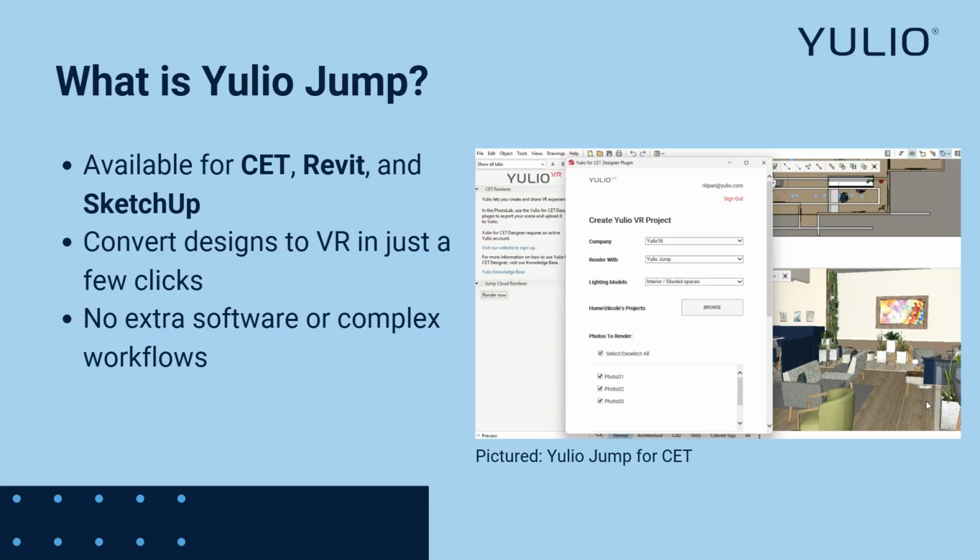To start off, I'm going to briefly go over Yulio Jump. So Yulio Jump is our cloud-based rendering engine, which is available through the Yulio plugin for Revit, SketchUp, and CET. It enables you to generate the files needed for virtual reality and augmented reality with only a few clicks, and then sends that content directly to your Yulio account where you can create your immersive VR experience. To give you an example of Yulio Jump's capabilities, I'm going to open up a project here in browser mode.